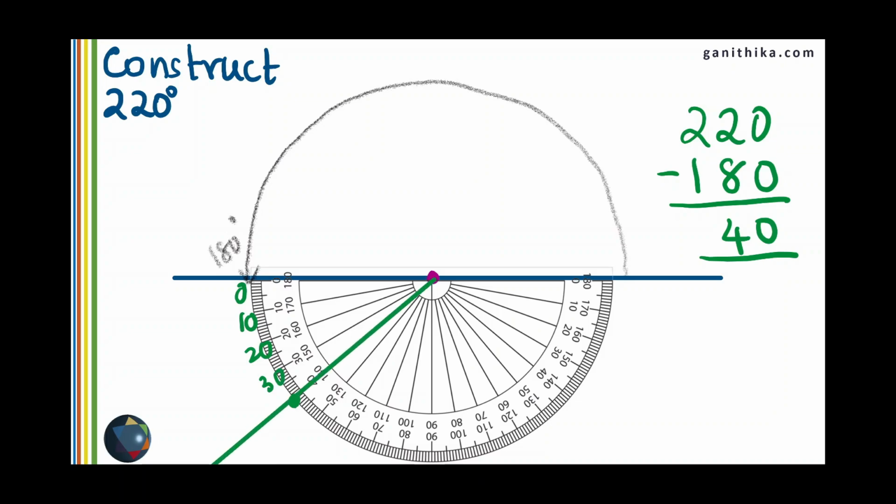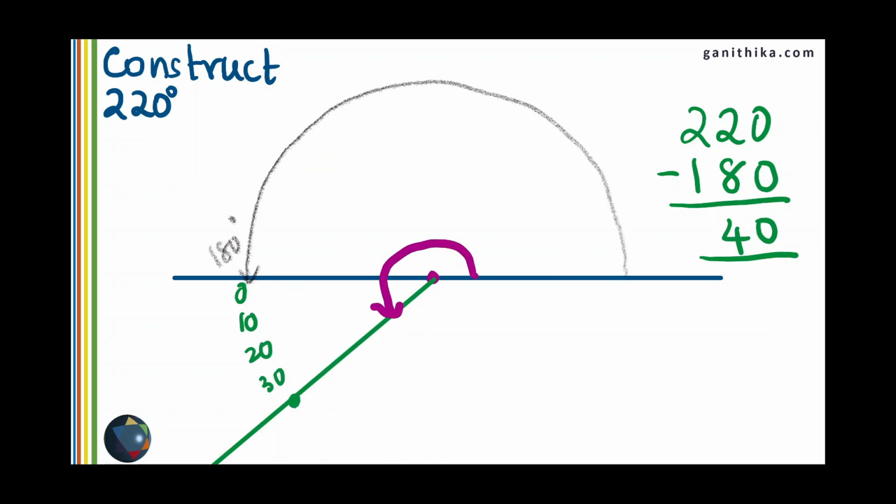Marking it and joining the point. This is 180 degrees plus 40 degrees, making it together 220 degrees. So this is a reflex angle.